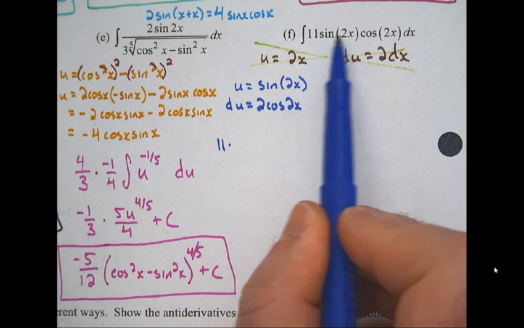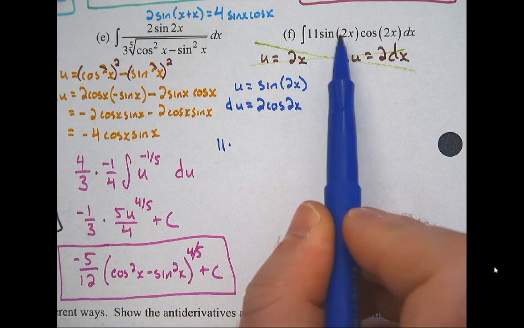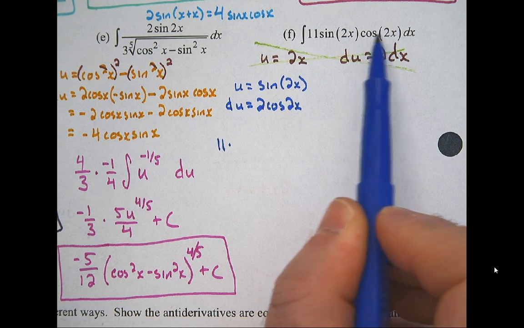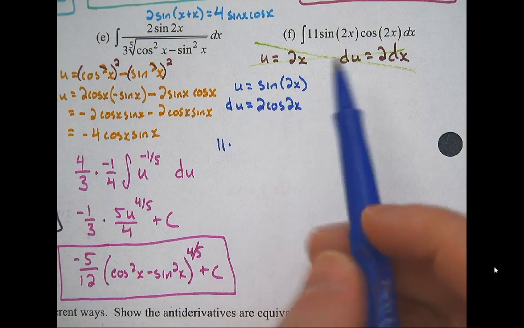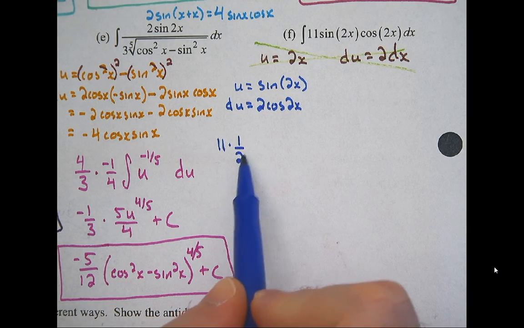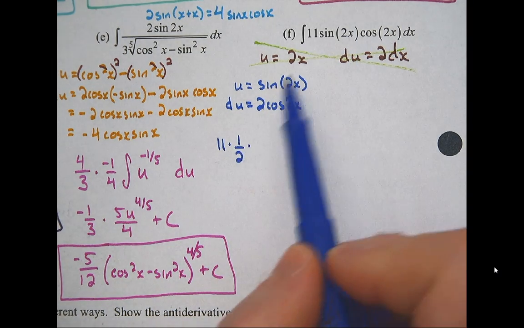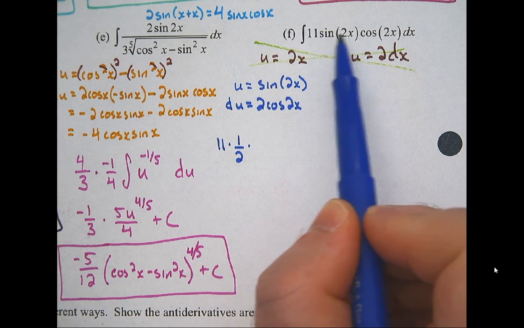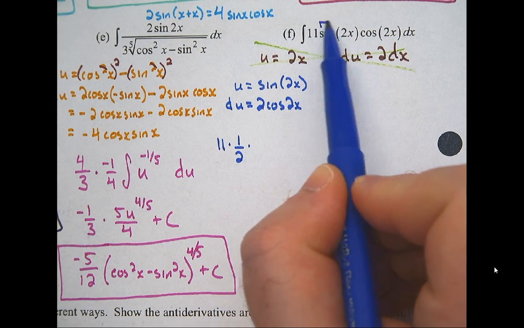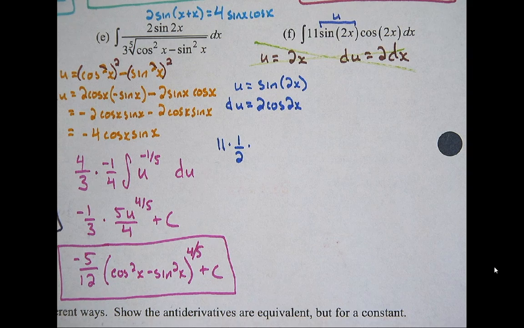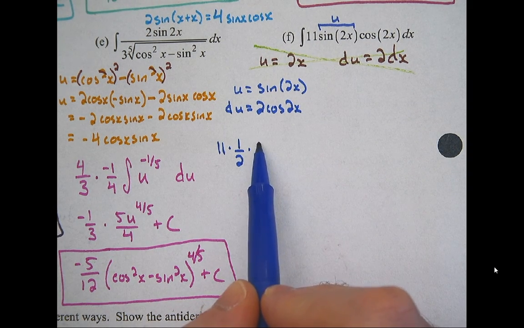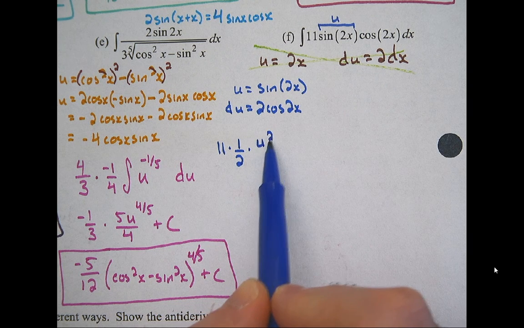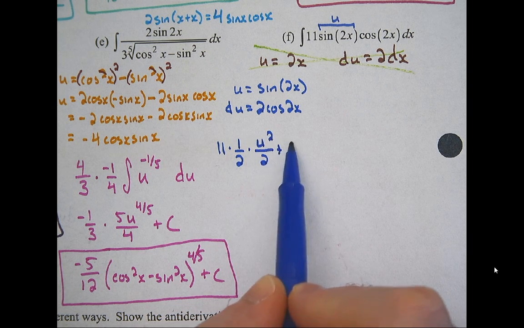The 2x is going to become, that's my u. Cosine of 2x and dx is going to roll into my du, but I need a 2. So I need a correction of 1/2. So look, my function, my u, this whole thing became u. So what's the integral of u? U squared over 2 plus c.